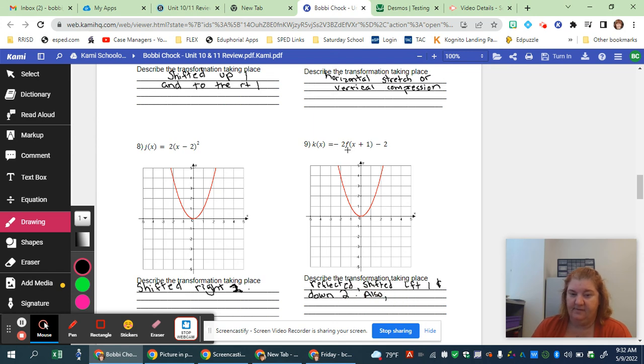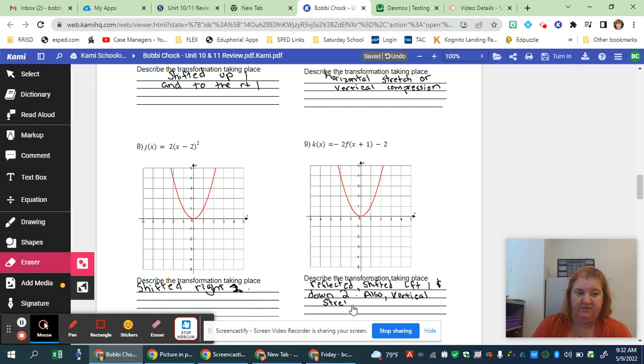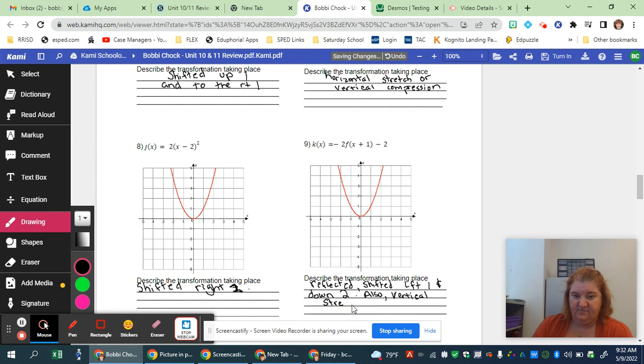Also, a vertical stretch. Oops. Let's see if we can try that again. Drawing eraser here. Vertical. Oops, I don't know why it does that sometimes. Let me unplug my pencil. Plug my pencil back in. Okay. So a vertical stretch of 2. And I get that from here.